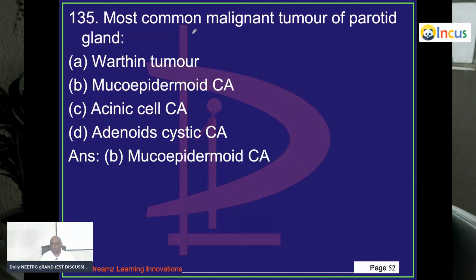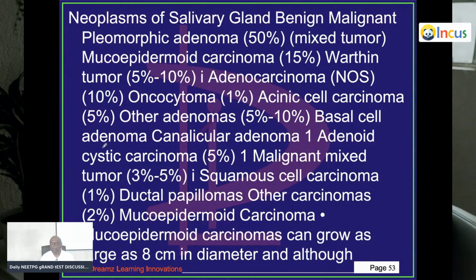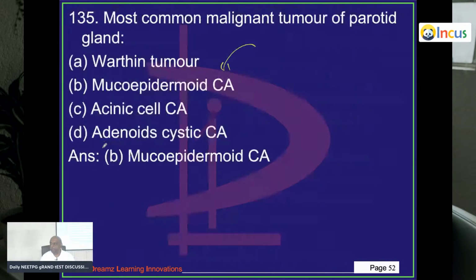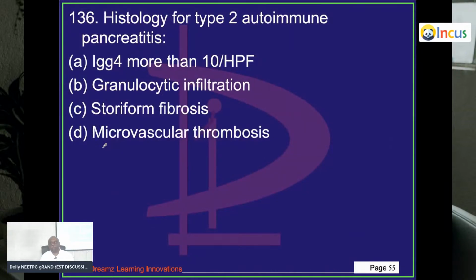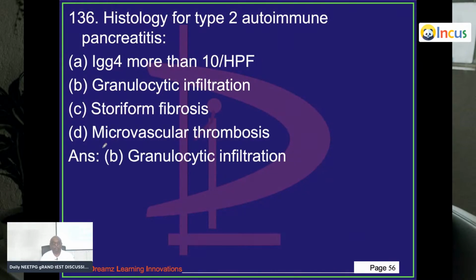So parotid gland, it is mucoepidermoid carcinoma, most common malignant tumor. Right? Actually, pleomorphic adenoma is the other answer. Melanoma is benign only, sir. Benign. Histology of type 2 autoimmune pancreatitis, again, is there type 1 and 2 in this also?